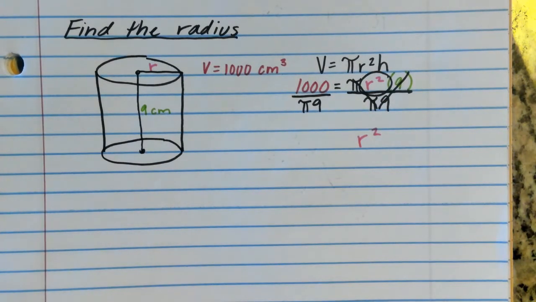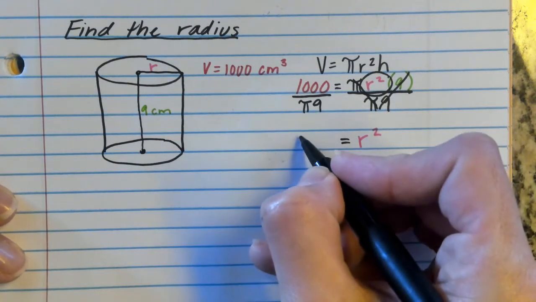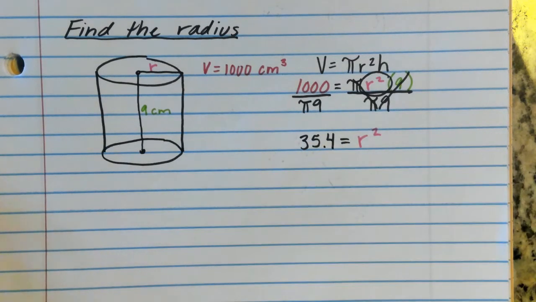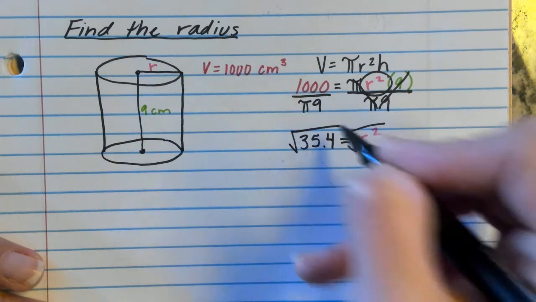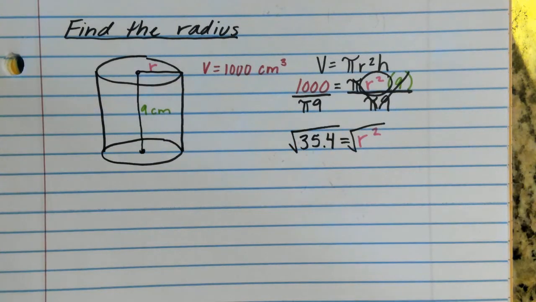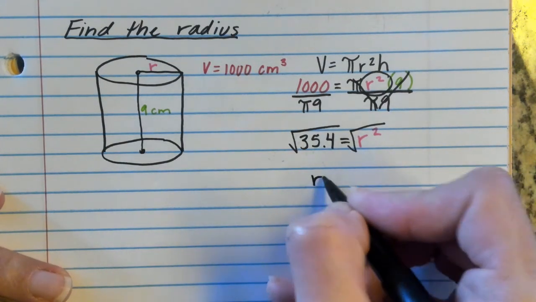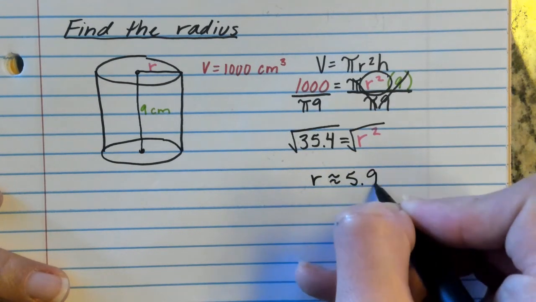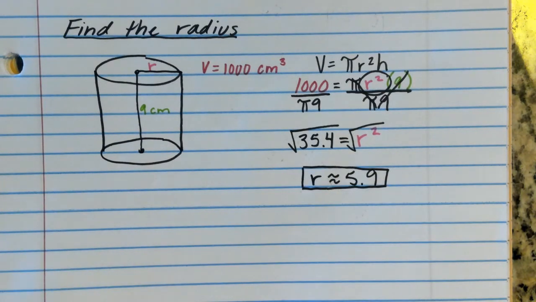Okay, the radius squared, I'm going to round to the nearest tenth, is going to come out to approximately 35.4. And since we do have that square, we need to square root it. So whenever I square root the 35.4, I will come out to that my radius is going to be approximately 5.9. Okay? That's how you work backwards.